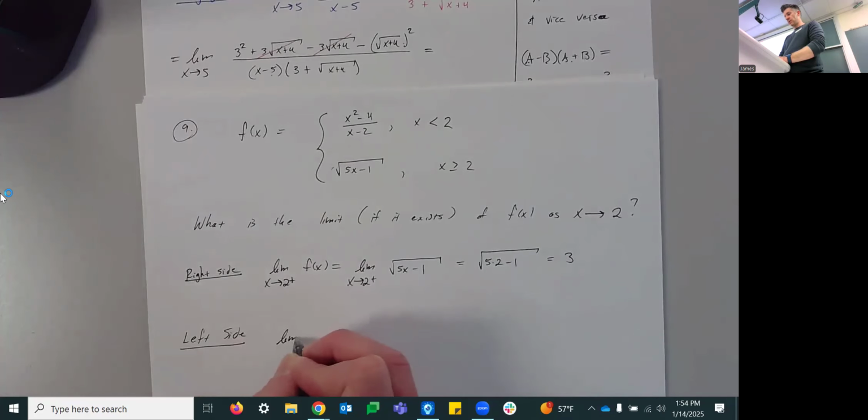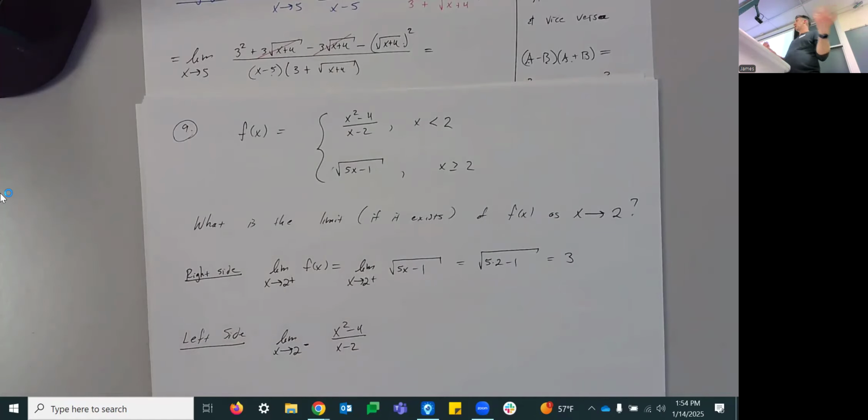Look at the limit as x approaches 2 from the left-hand side of x squared minus 4 over x minus 2. We can't just plug in x equal to 2, because if we do, we're going to get 0 divided by 0. So in this case, we have to use some technique: factoring and canceling, multiplying by a conjugate, something else. Here, we can just factor and cancel.